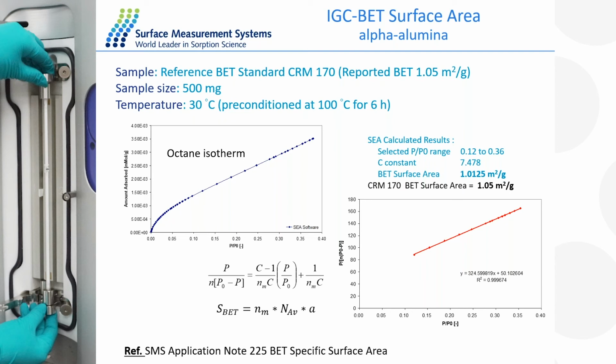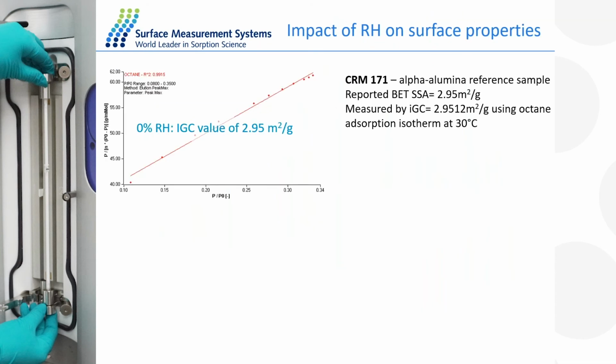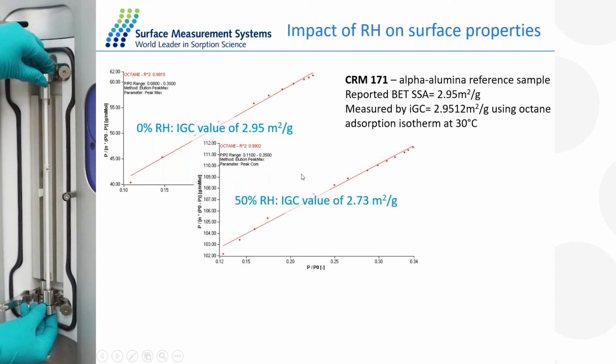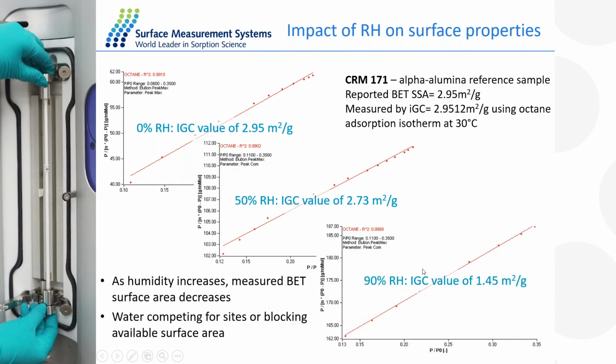Apart from accuracy and reproducibility, another advantage of IGC is that the system can be equipped with a background humidity controller to study the impact of humidity on the surface properties. For example, here with the CRM 171 sample, at dry condition, the surface area of this sample is about 3 square meters per gram. But with increasing humidity, you can see that the surface area drops to almost half of the original value at 90% RH, which is due to water molecules competing for the sites on the surface and blocking the available surface area for the probe molecules.